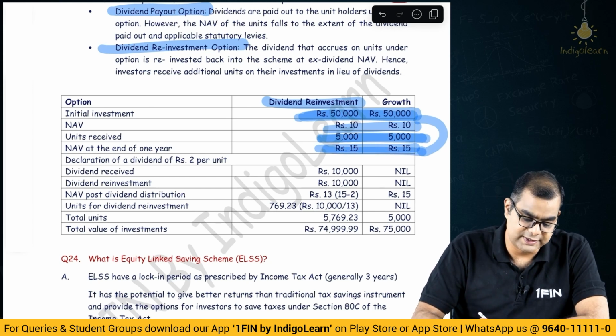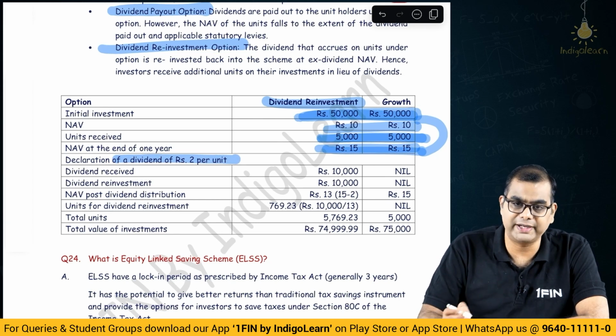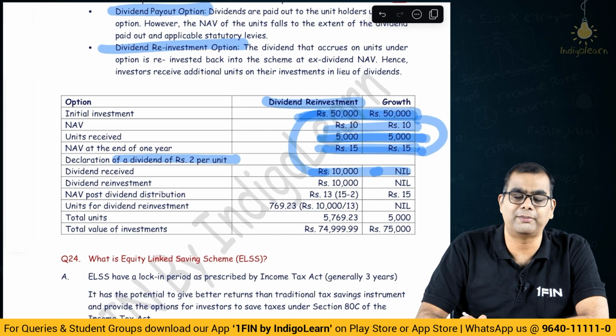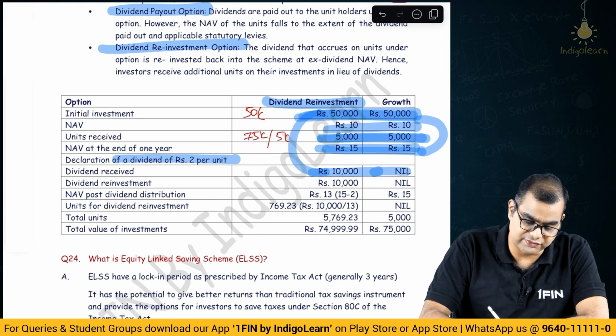Now this 15 rupees, let's say the mutual fund company decides that they also want to pay some dividend of 2 rupees per unit. So if you pay dividend of 2 rupees per unit, it comes to 10,000. In a dividend reinvestment option, this 10,000 goes out of this market value of this 75,000. So initially it was 50k, that increased to 75k. 75k divided by 5k is 15.